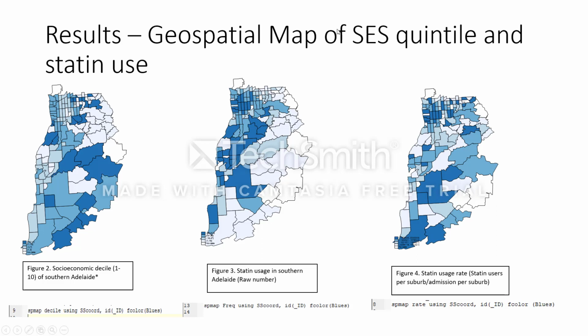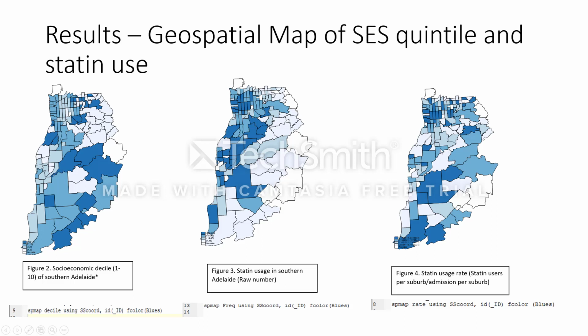So what was useful about this exercise is you can visually compare the socioeconomic status with the rate of statin usage. As I said before, you can clearly see that these areas here have high socioeconomic status, these three pockets, and you can clearly see that these three areas have relatively lower rates of statin usage.